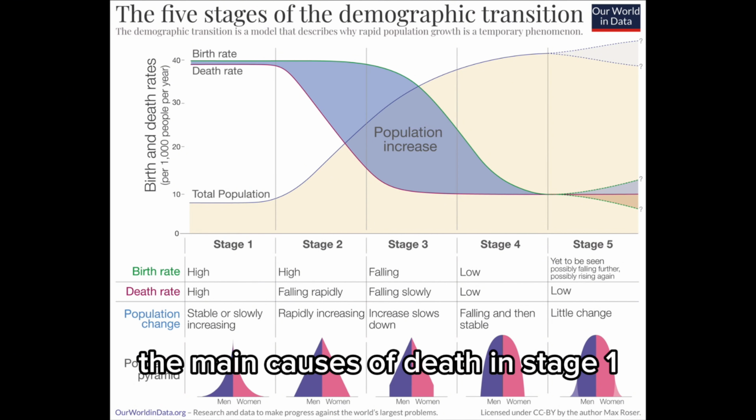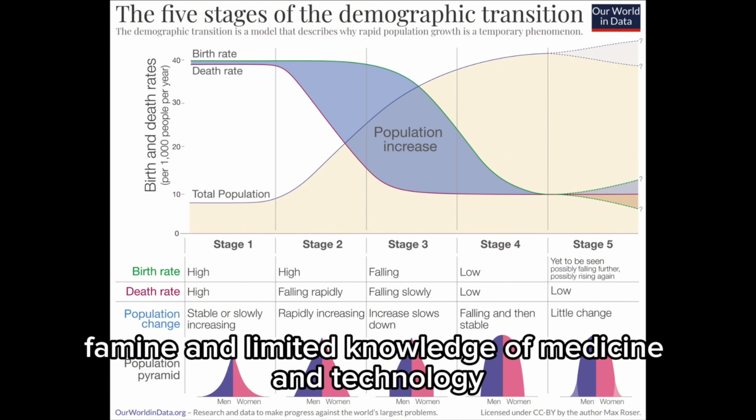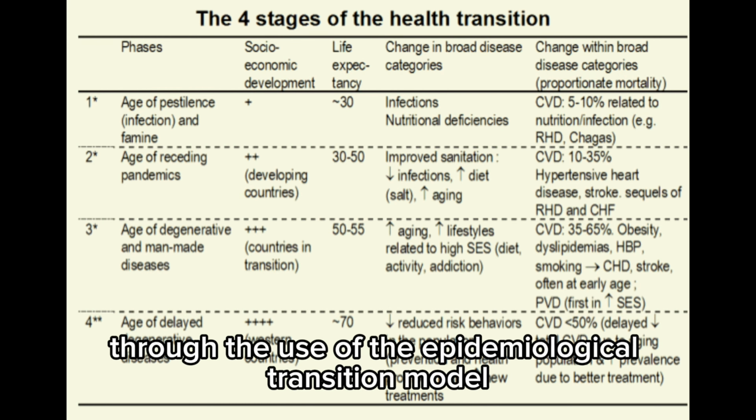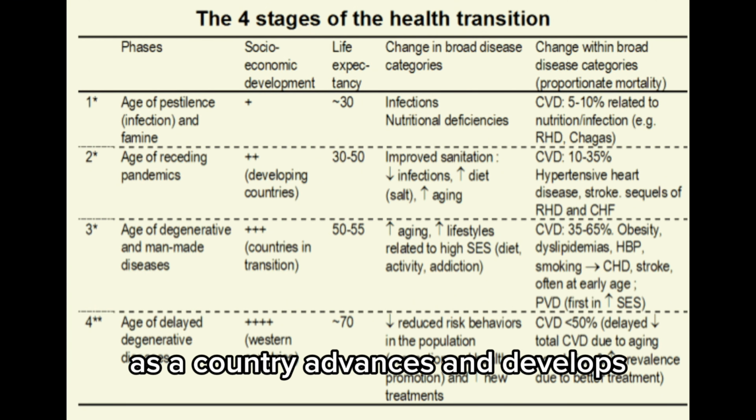The main causes of death in stage 1 are mostly infectious diseases, famine, and limited knowledge of medicine and technology. Through the use of the epidemiological transition model, we can also better understand the main causes of deaths as a country advances and develops. And now we move on to stage 2.